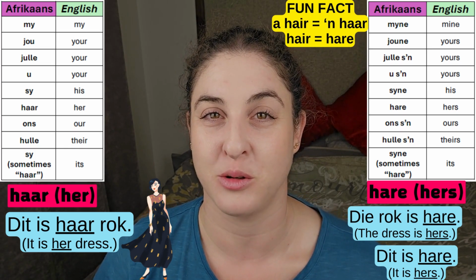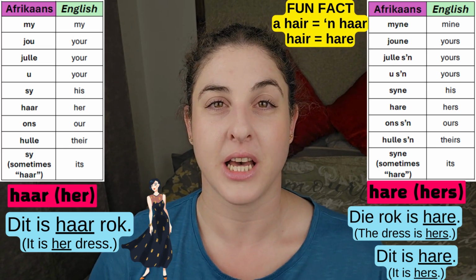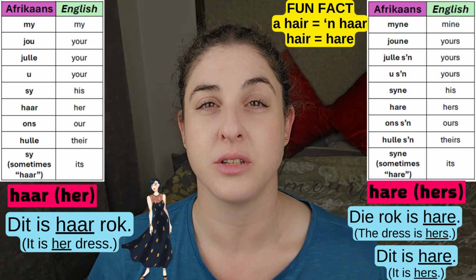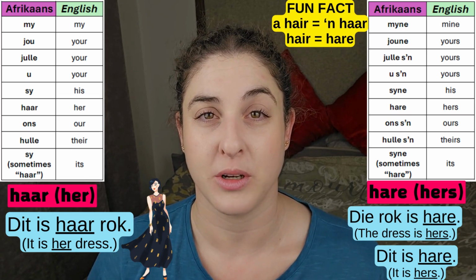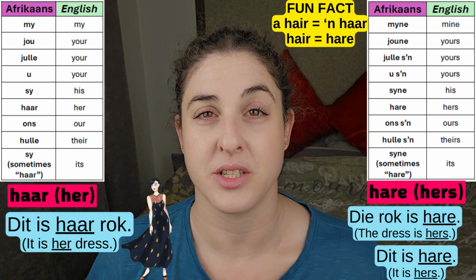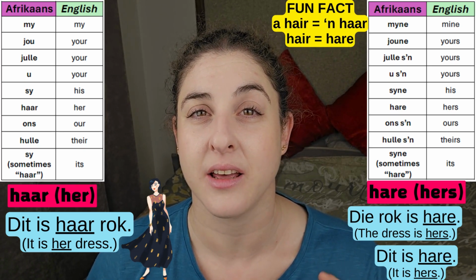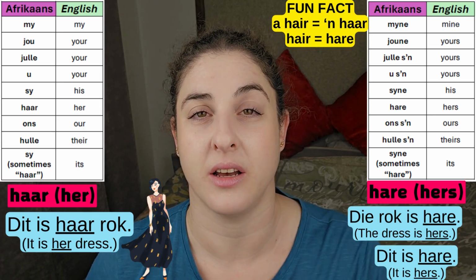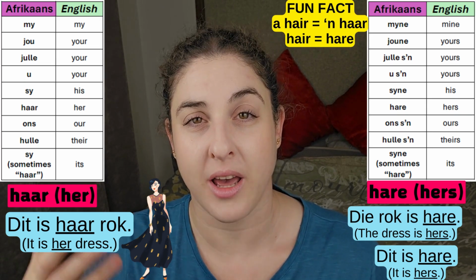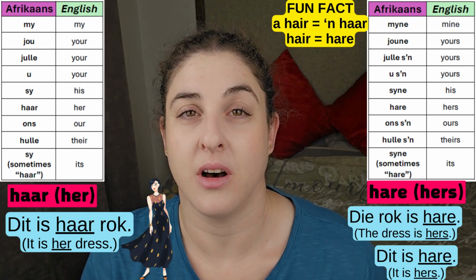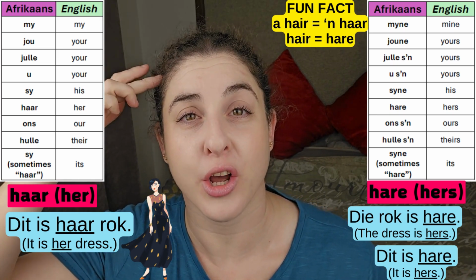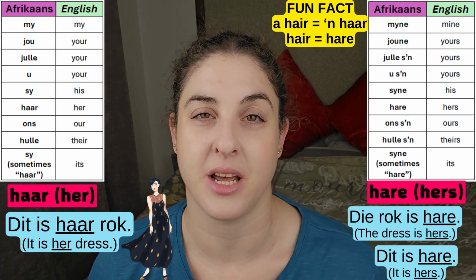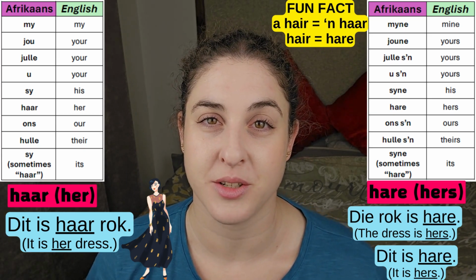Fun fact about the words haar and hare, they are possessive pronouns, but they are also nouns. So you have to learn to distinguish between the two very clearly when you listen to an Afrikaans conversation. Because the word 'n haar means a hair, like a single strand of hair, 'n haar. And then you have the word hare, which is simply the word for hair, or hair plural, hare, like the hair on your head, die hare op jou kop. So learn to distinguish between the two because spelled the same, sounds the same, completely different usage.